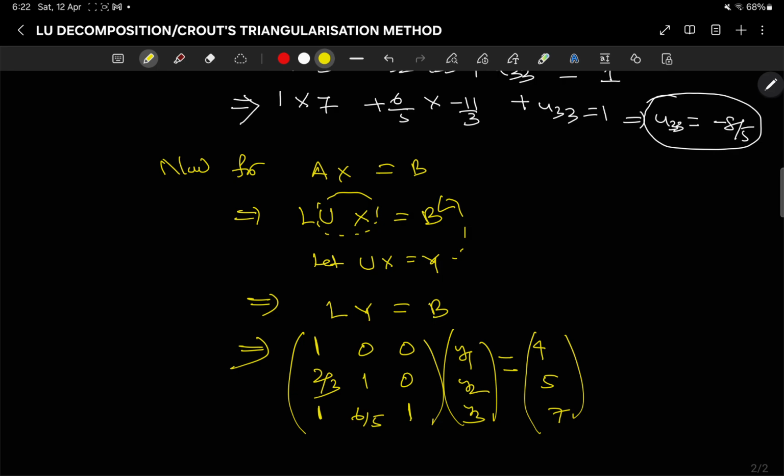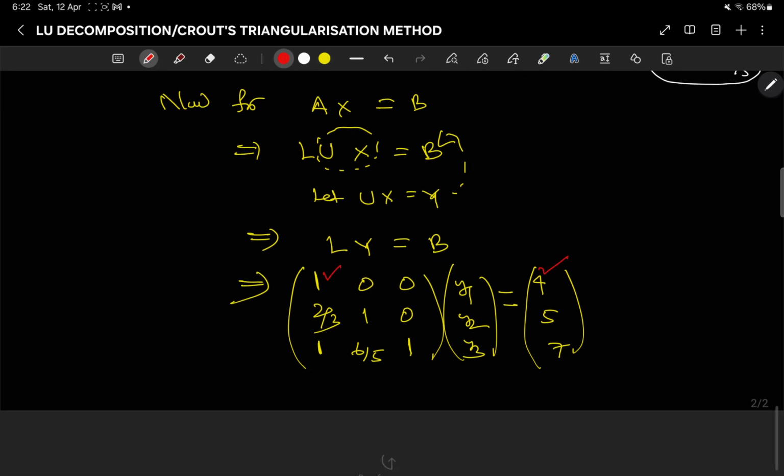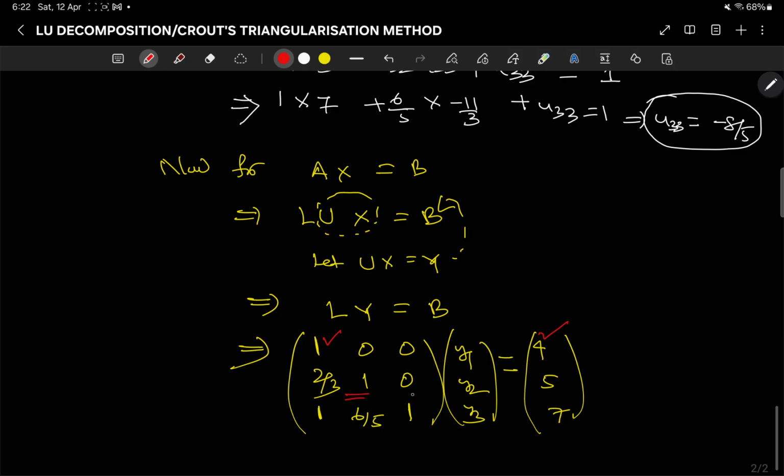So now you compare it. This will give you here X, this will give you here Y, and this will give you here Z. So that means if I compare it, my X is equal to 4, and my 2 by 3X plus Y is equal to my 5.